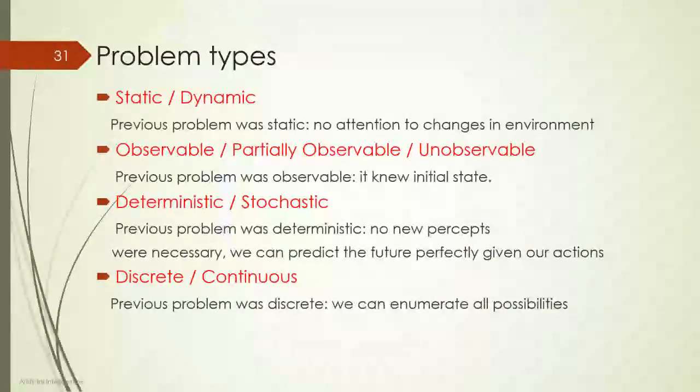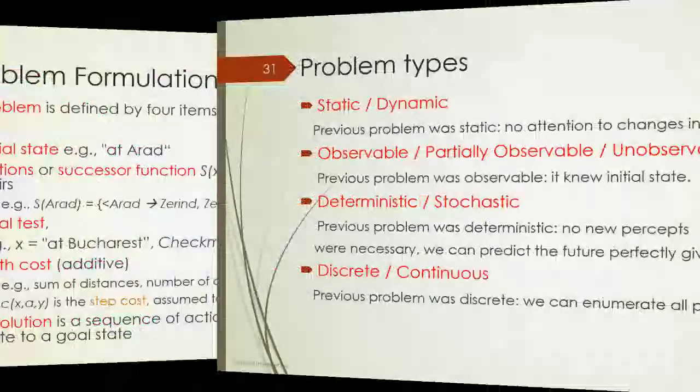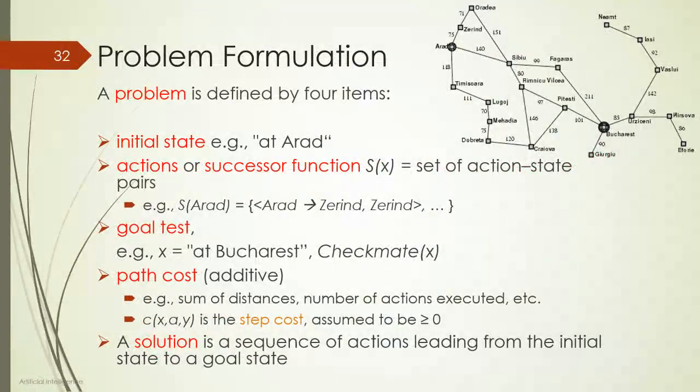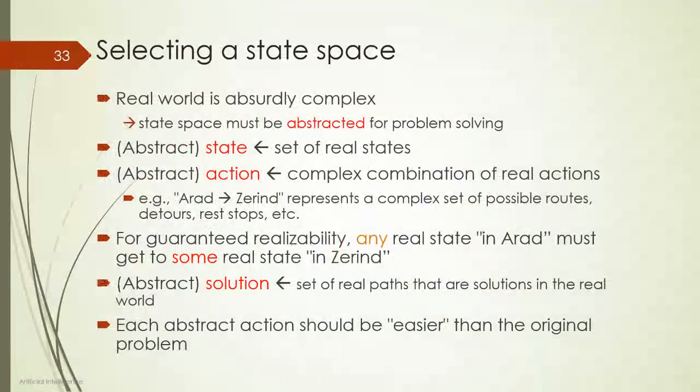Well, we know whether this problem is static or dynamic. We should know whether it is observable, partially observable, or unobservable from our previous chapter. Deterministic, stochastic, discrete, and continuous. We discussed that already. A problem is defined by four items, as we have here, again redefining the whole problem. Let's have a look. I also explained that in the real world the problem is more complex, and states must be more detailed; here we abstracted states into just one node.